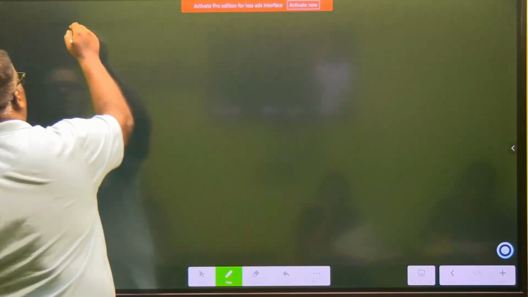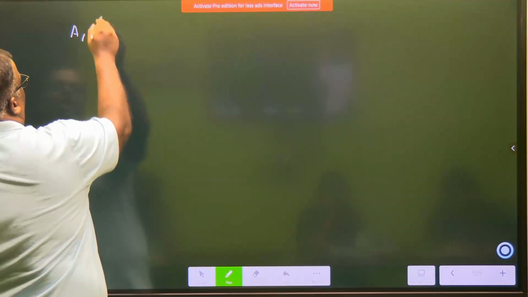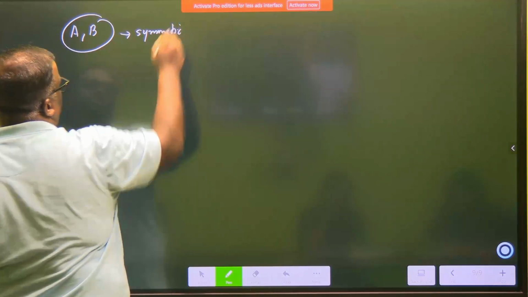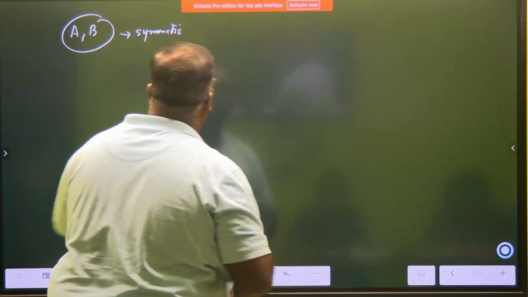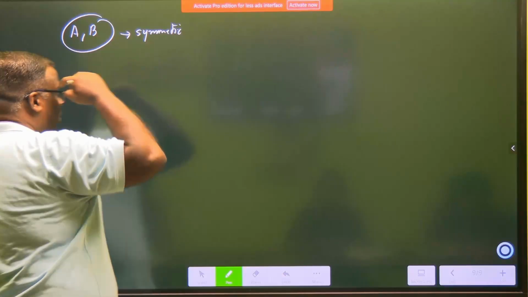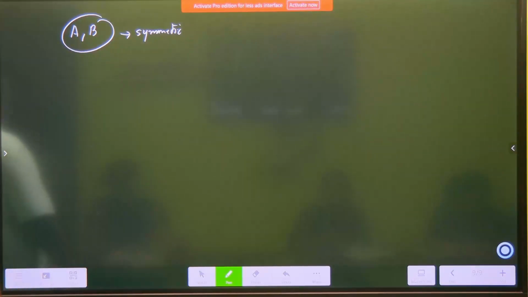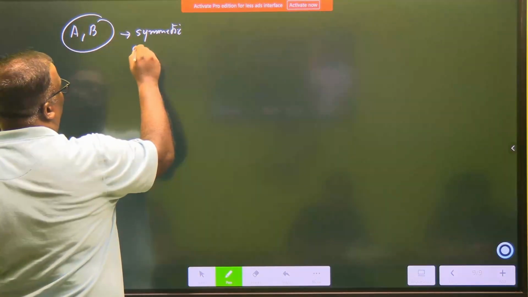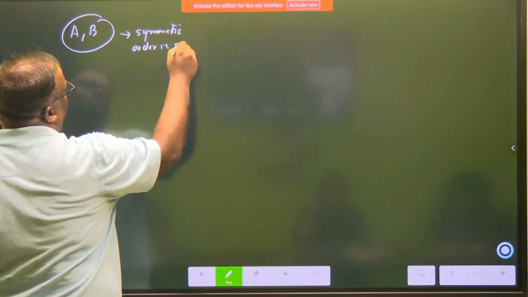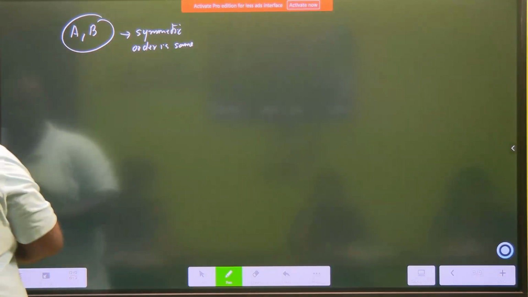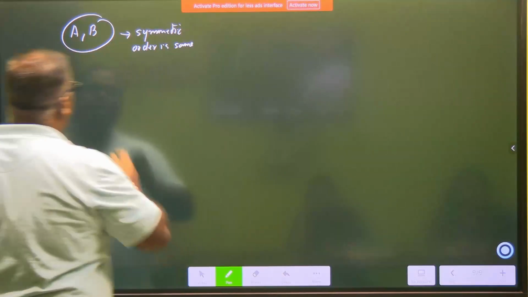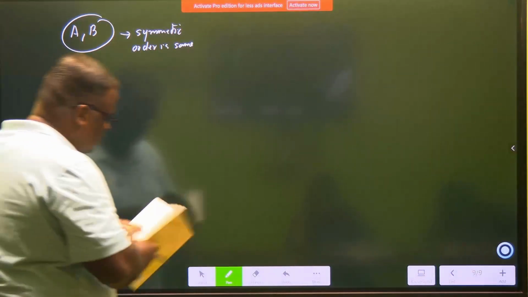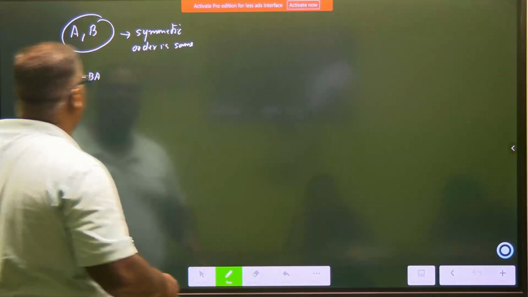I have a matrix A and I have a matrix B, and both these matrices are symmetric, okay? And they are of same order. Why are they saying they are of same order? Because A and B are two different matrices. A is a symmetric matrix, B is a symmetric matrix, but the order is same. They are asking you that AB minus BA, we have to check whether this is symmetric, skew symmetric, 0 or identity. So how will you do this?